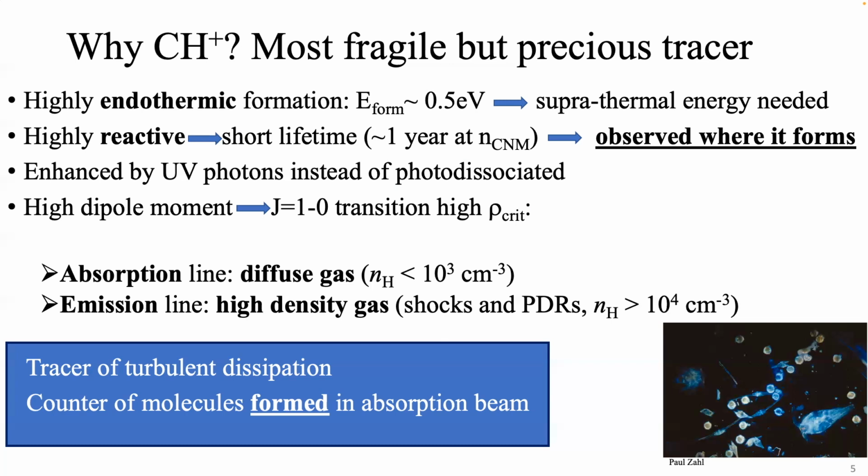So anyway, we can use the absorption lines of CH+ as a counter of the molecules formed in the absorption beam. And if we assume that they are caused by dissipation of turbulence, we also have access to the turbulent energy transfer rate.